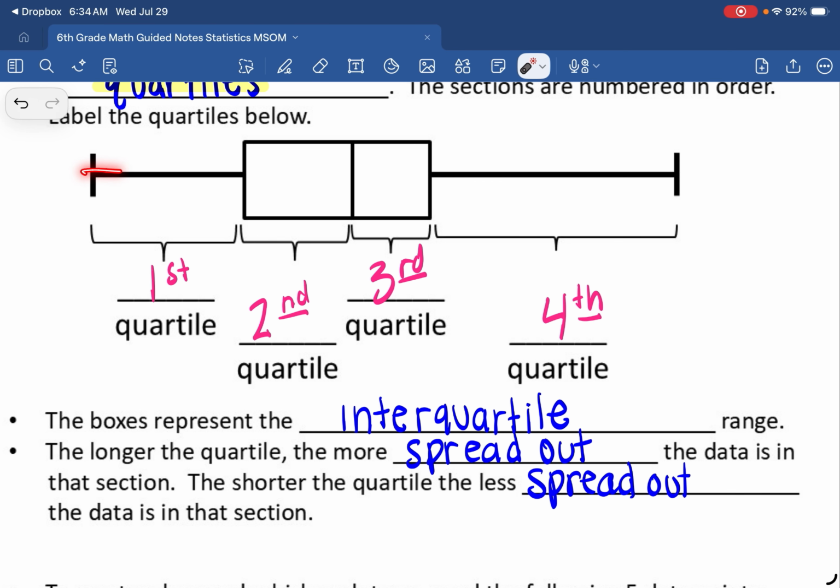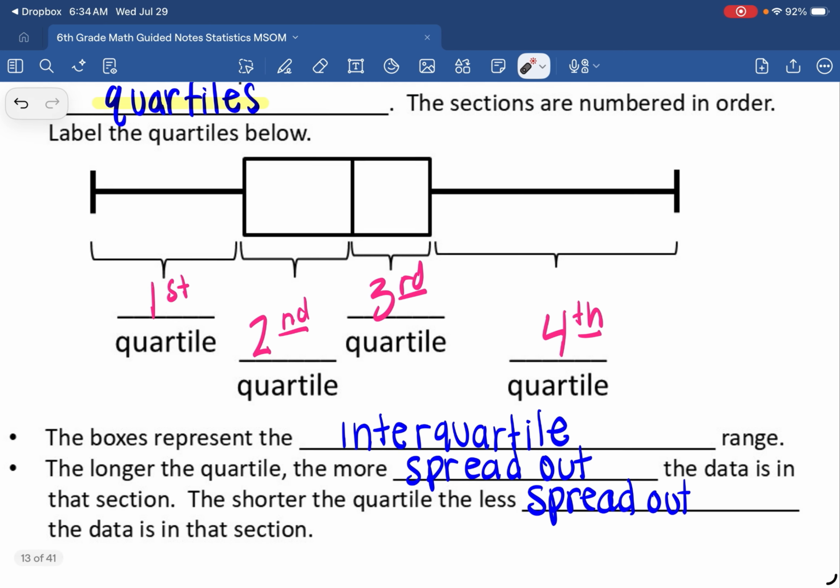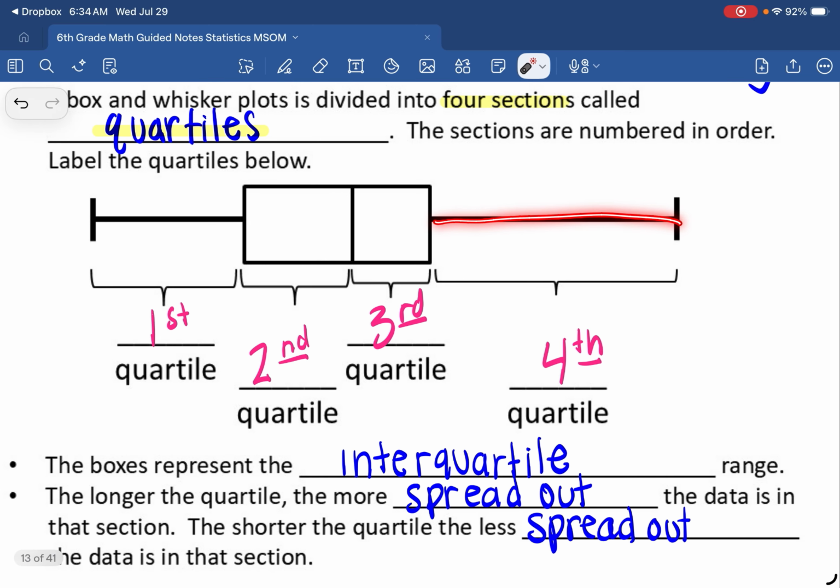The longer these quartiles, the more spread out the data is. If the quartiles are shorter, then the data is spread out less. So if I'm looking at this, I can see that this quartile is longer than this quartile. So the data in this quartile is spread out more than the data in this quartile right here.